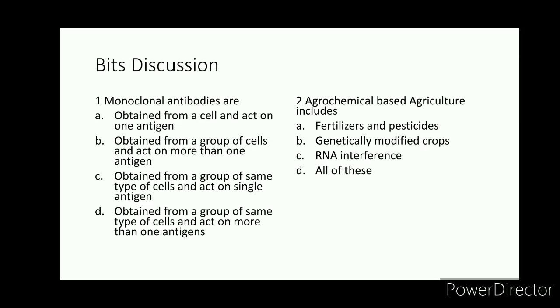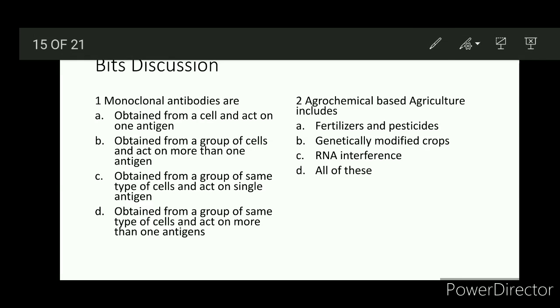So monoclonal antibodies, we have discussed while I was explaining the applications in diagnosis. In diagnosis, in order to detect the antigen that is causing the disease, we require antibodies. Those antibodies which act upon a single type of antigen and are produced from a group of same type of cells are known as monoclonal antibodies. So from this, the correct option is option C.